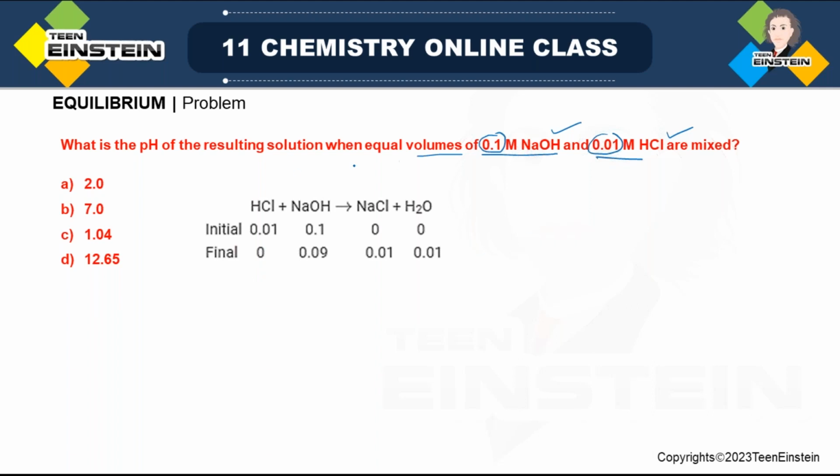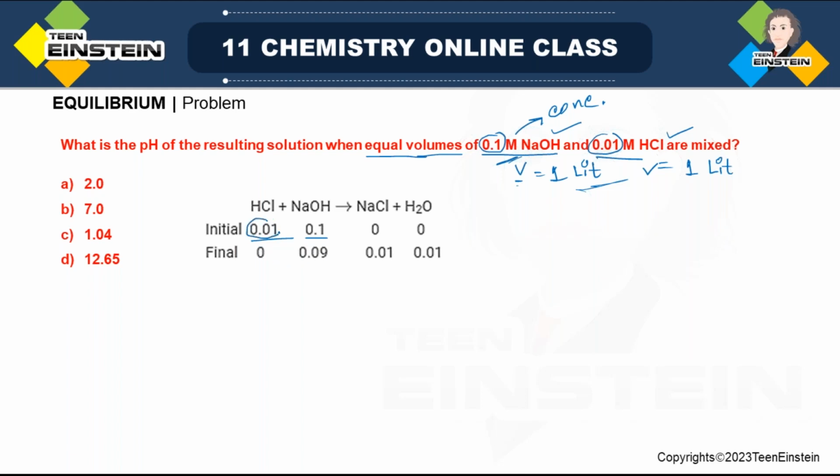So initially, and see, it is equal volume. Now this is basically concentration. But as it is mentioned equal volume, suppose it is V ml, this is also V. Now if we consider this V as 1 liter for both, then what will happen? As it is 1 liter, 0.1 molar means 0.1 moles of NaOH present. So considering it as 1 liter, the initial number of moles for NaOH is 0.1, and the initial number of moles for the acid is 0.01.